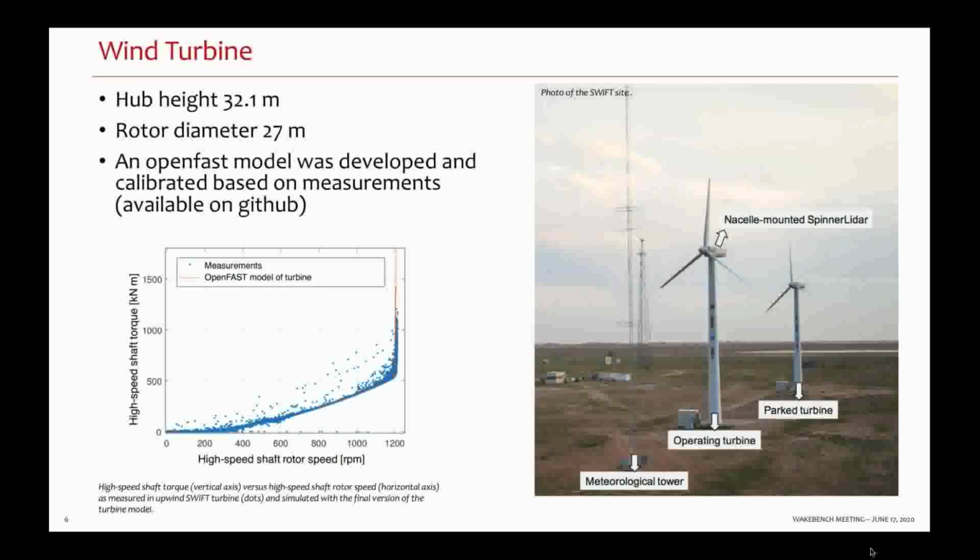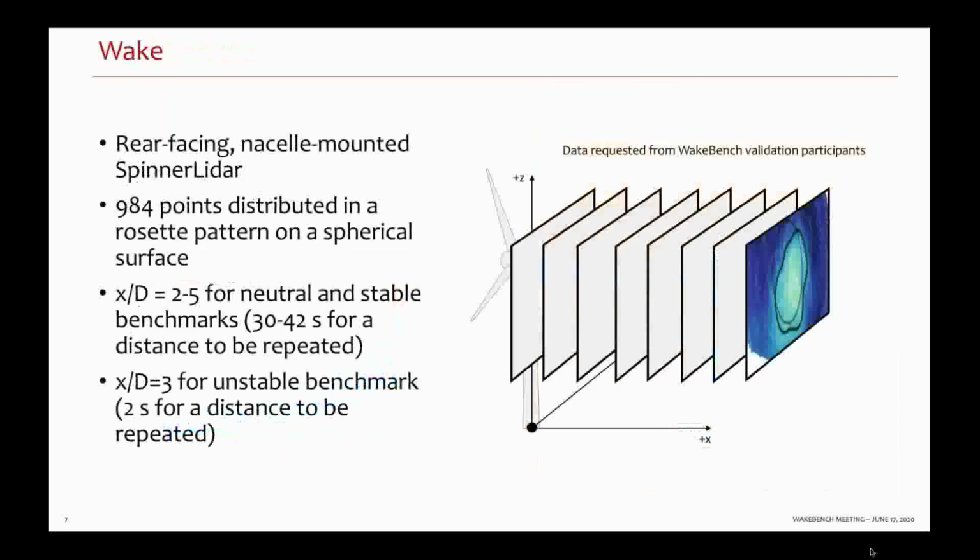The wind turbine is a smaller turbine with a hub height of 32 meters, rotor diameter of 27, just like you see in this photo. So we developed and calibrated an OpenFAST model based on the measurements collected at the site. And so that's also in the GitHub, a full OpenFAST model that you can use directly or use to build your own model in a different tool.